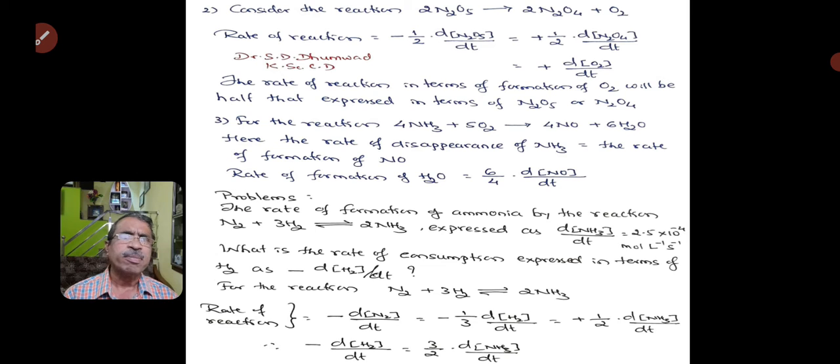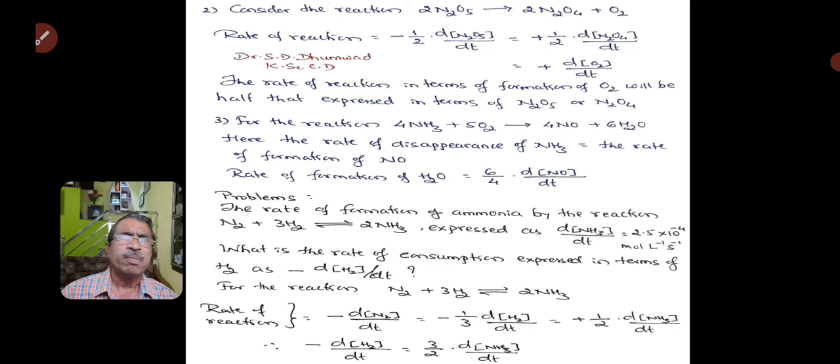Let us consider another reaction, 2N2O5 gives 2N2O4 plus O2. The rate of this reaction with respect to nitrogen pentoxide is minus 1 by 2 into d of nitrogen pentoxide divided by dt, which is also equal to plus 1 by 2 into dN2O4 divided by dt, which is also equal to plus dO2 divided by dt, because only one oxygen molecule is formed. The rate of reaction in terms of formation of oxygen will be half that expressed in terms of N2O5 or N2O4, because during this reaction 2 moles of nitrogen pentoxide give rise to 2 moles of nitrogen tetroxide and 1 mole of oxygen.